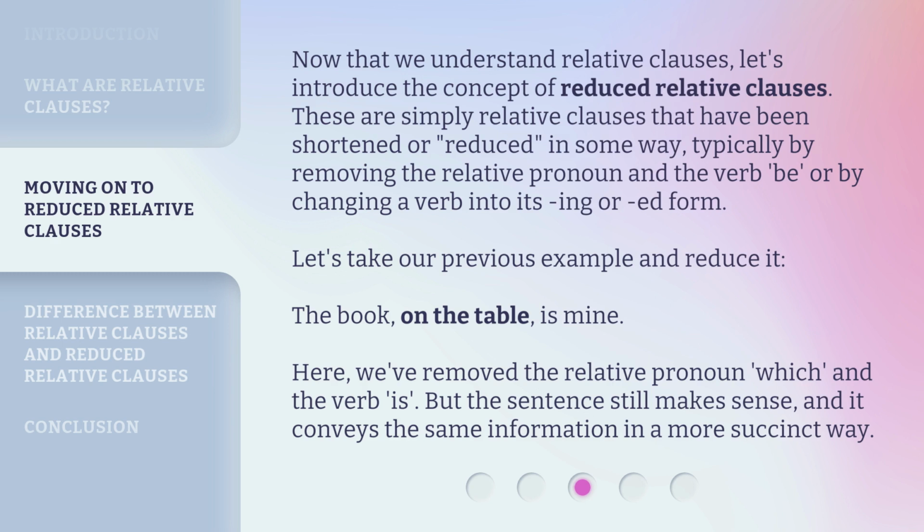Let's take our previous example and reduce it. The book, on the table, is mine. Here, we've removed the relative pronoun, which, and the verb, is. But the sentence still makes sense, and it conveys the same information in a more succinct way.